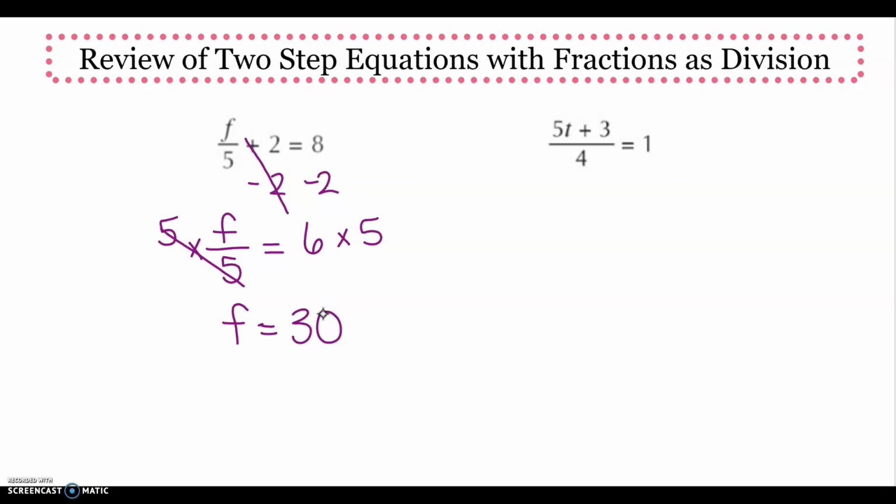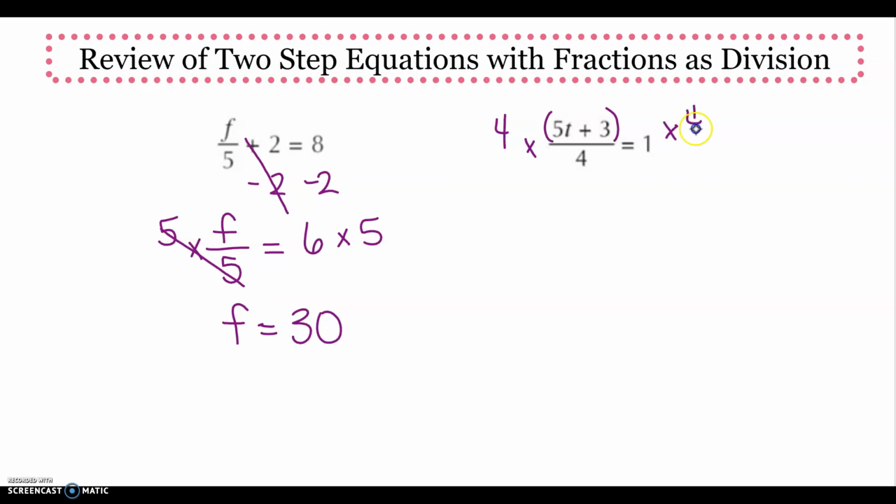All right, let's look at our next question, which is 5t plus 3 over 4 is equal to 1. In this equation, we have a numerator that has an operation and a denominator with no operation. When we have a denominator like this, our very first thing that we want to do is get rid of that denominator. We can't get rid of this plus 3 yet because we've got to get rid of this denominator first. So that always is going to be your first step.